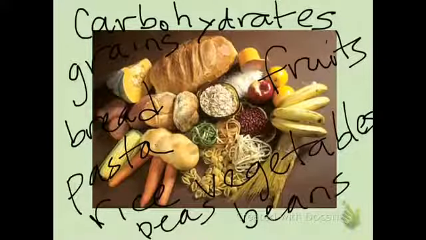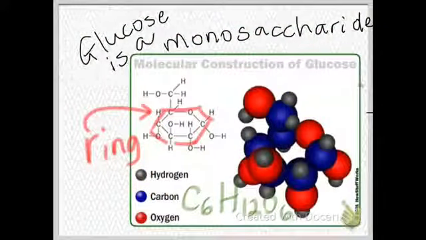We will find carbohydrates in foods such as grains and bread and pasta, rice, fruits, vegetables, peas, and beans. Glucose is a monosaccharide. It has a shape of a ring, and its molecular formula is C6H12O6.